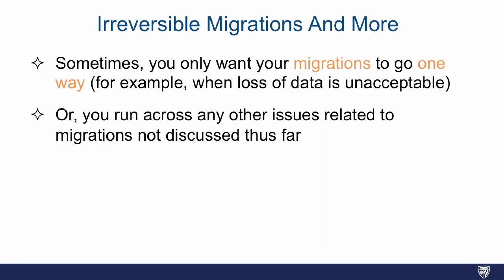So sometimes you only want your migrations to go one way, right? Maybe you don't want to roll back to a previous migration. So for example, this might apply if you change the type of your column, for example, from an integer to a string. You wouldn't really be able to go back in types because not all strings are going to be able to be converted to integers or something like that. So Active Record has ways of dealing with that.